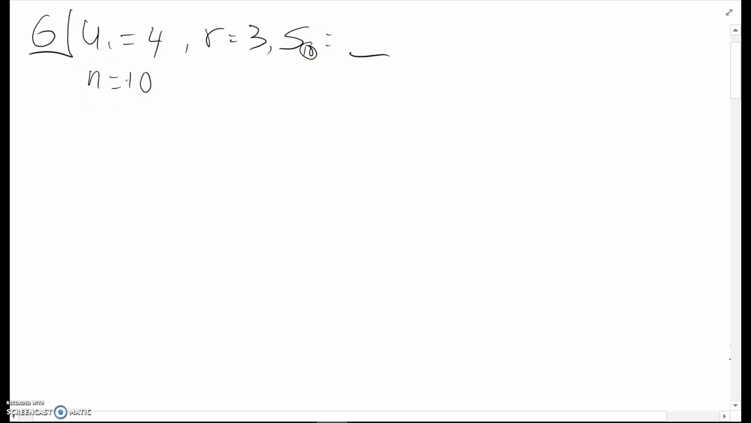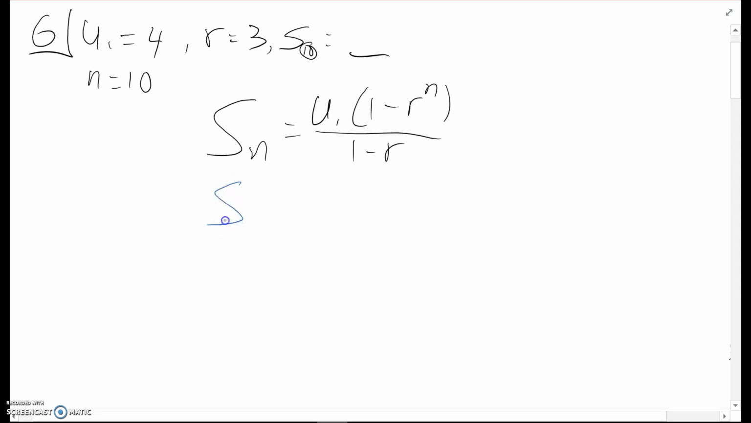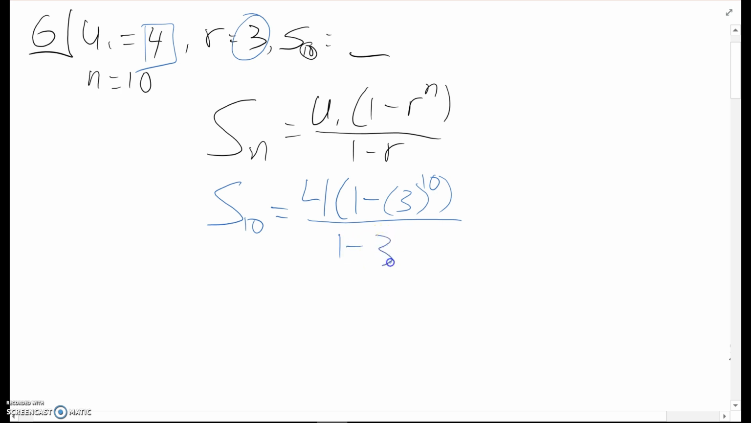Because the equation that we're going to use here is S of n equals u sub 1, because it's geometric, u sub 1 times 1 minus r to the n power, all over 1 minus r. So let's just substitute values in. S of 10 equals u sub 1, which is 4 in this case, times 1 minus my ratio of 3 to the power of 10, all over 1 minus my ratio of 3.